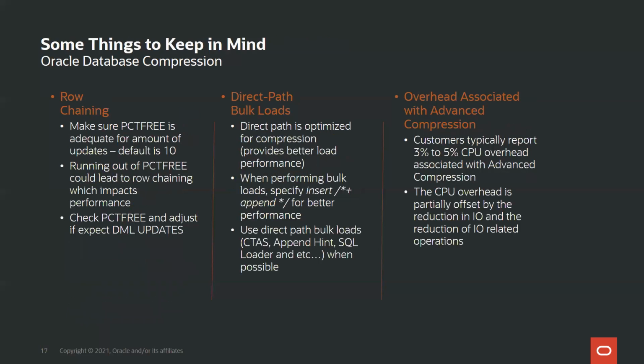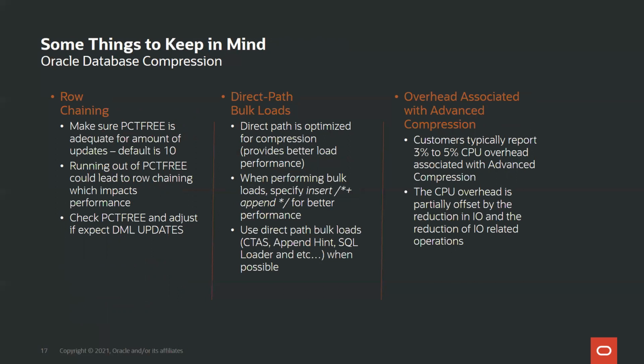Some other things to keep in mind, as I mentioned earlier, row chaining. Running out of percent free could lead to row chaining. Just make sure your percent free is set for an adequate amount to deal with any updates that are going to occur. You want to make sure you have some free space available if updates are going to require more space, so you don't run out of space and cause row chaining.